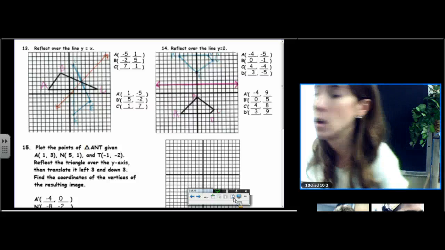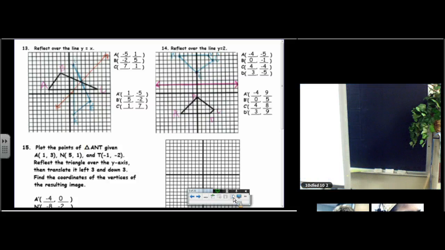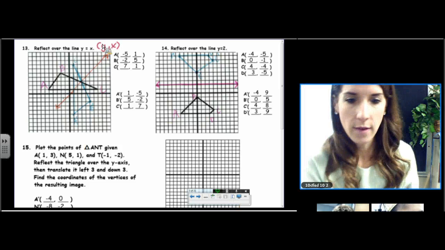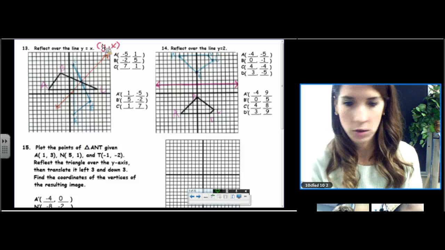Remember, the rule for when you reflect over the line y equals x is just you trade places. X, y becomes y, x. So negative 5, 1 becomes 1, negative 5. You don't change the signs of anything.